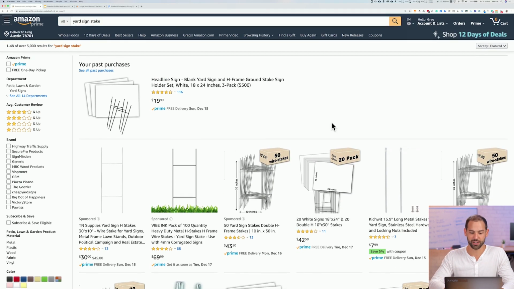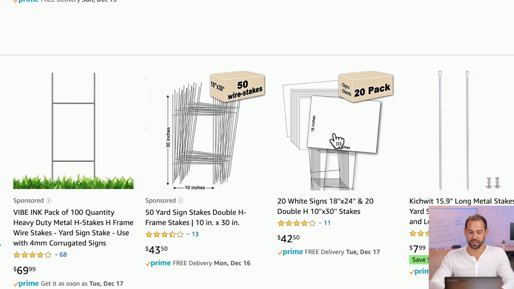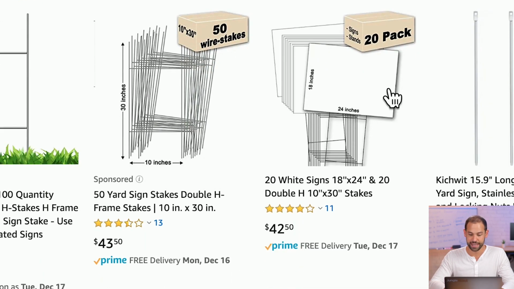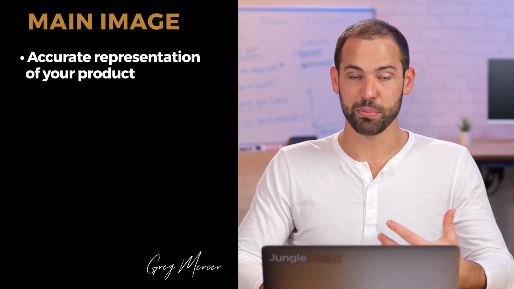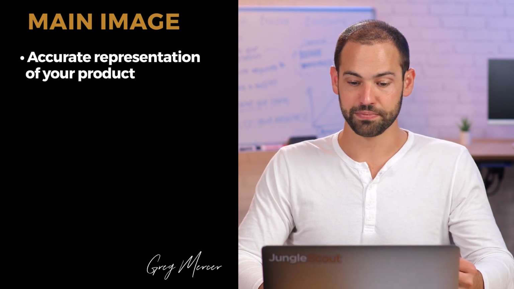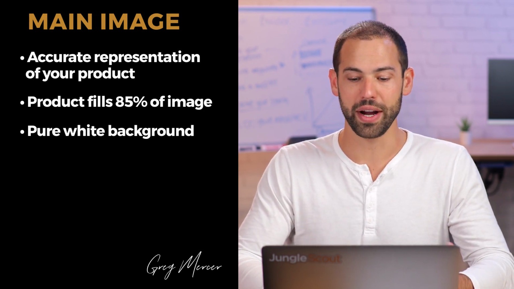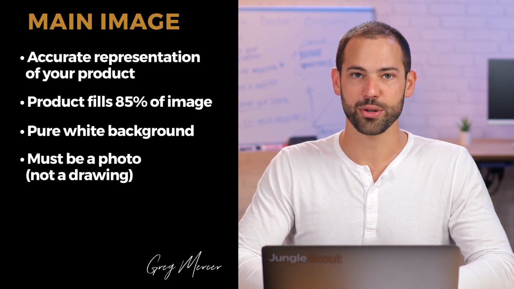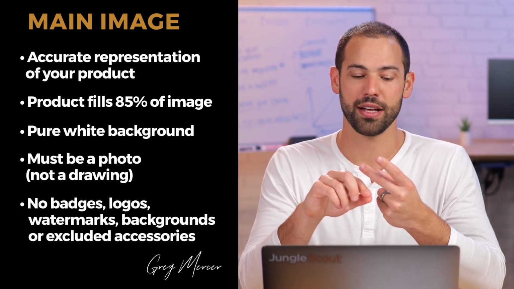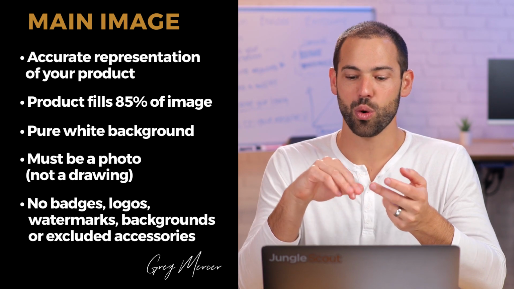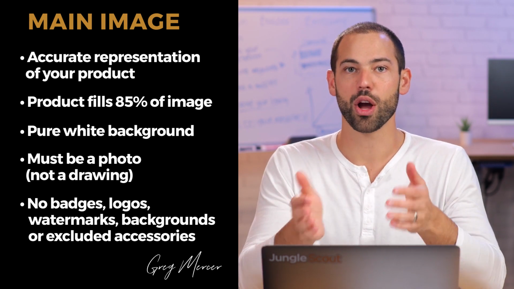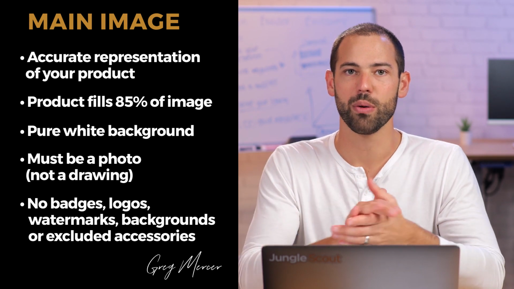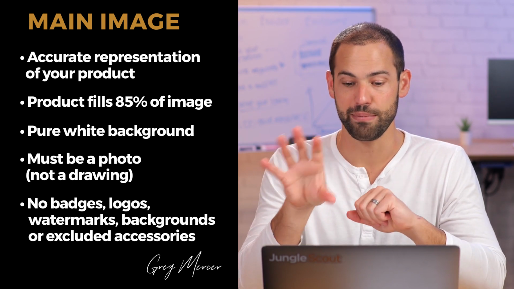Obviously, after you search on Amazon yard sign stake, I see right here that there is this image, okay? And there's actually not supposed to be any writing like this, 30 inches or 10 inches. It's supposed to be an image that accurately represents your product, takes up almost all of the white space, and it's not supposed to have any type of badging or any other type of background or anything besides just a clean photo of your product. And you can usually get away with also having a photo of your imagery there.